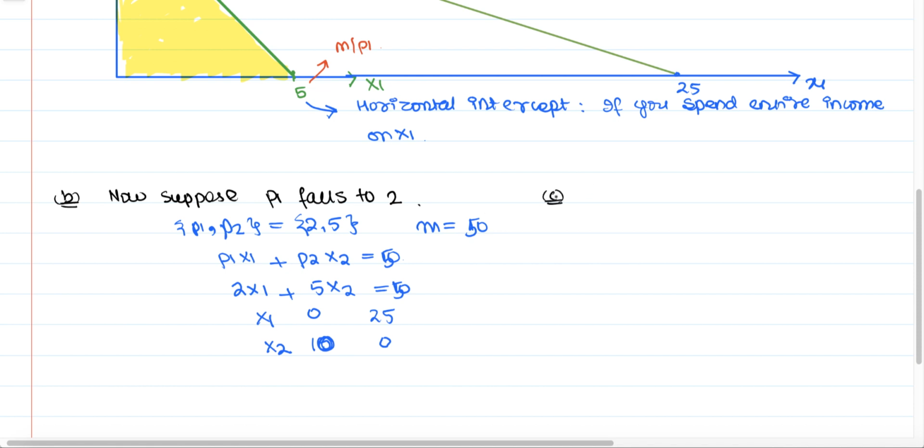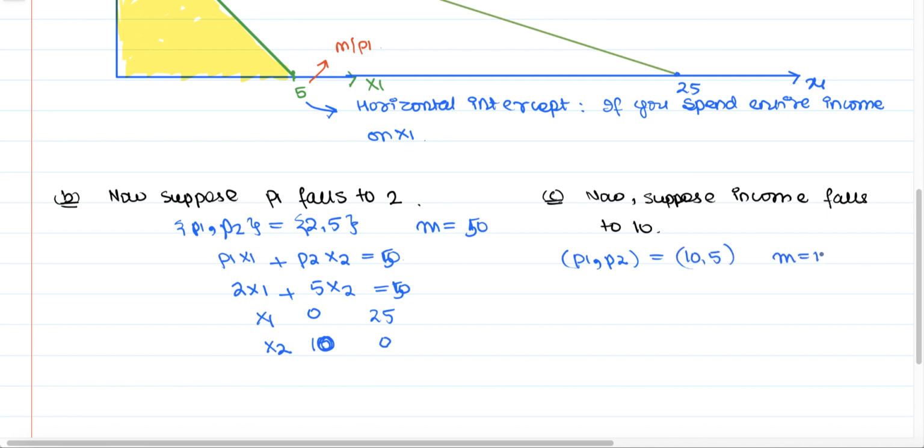Right. That is, now suppose income falls to 10, right? Everything else remaining same. What is the budget constraint? So P1, P2 is I think 10, 5, which is the initial prices, and income is now 10, right? So it is P1 x1 plus P2 x2 equals m, 10x1 plus 5x2 equals m, x1 x2.